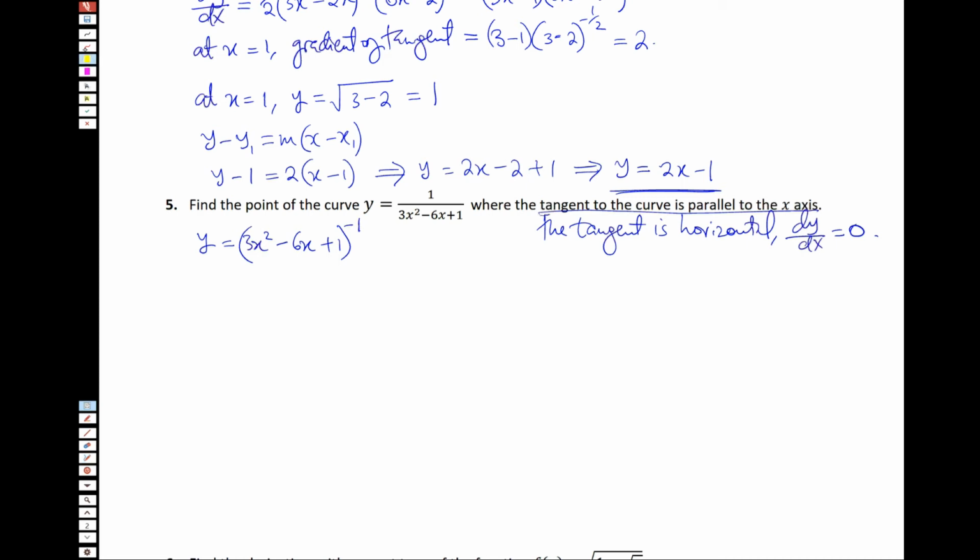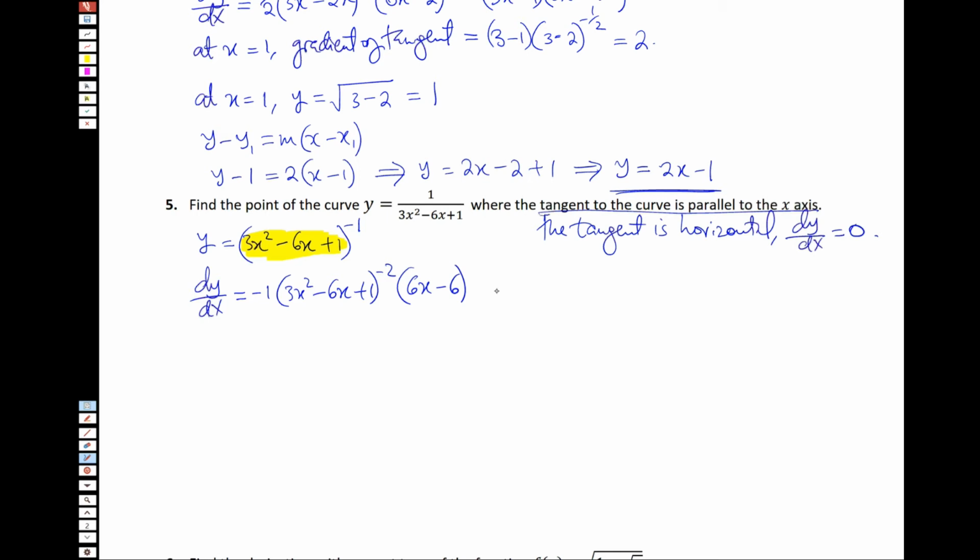Now, at this point, notice that what we have inside is that. So this is what we have inside. And of course, if we apply chain rule, we'll have to differentiate inside and then outside. So dy over dx will be equal to negative 1 into 3x squared minus 6x plus 1 to power negative 2 multiplied by, you differentiate inside, which will be equal to 6x minus 6.